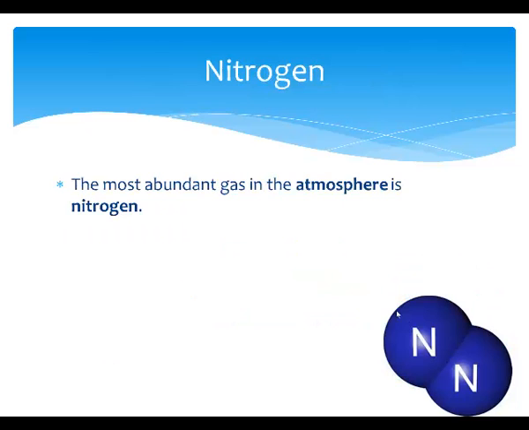Nitrogen. The most abundant gas in our atmosphere is nitrogen. Most of that nitrogen is in the form of N2, nitrogen gas, as you can see in the picture down in the bottom right-hand corner here. Two nitrogen atoms combined together. It makes up about 78% of our atmosphere.